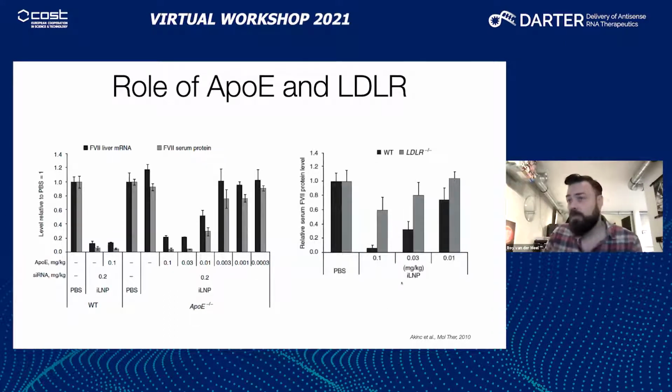Secondly, similar results were shown in LDL receptor knockout mice. Here in black are wild type mice and in gray LDL receptor knockout mice, and you see that the knockdown of factor 7 in wild type mice using LNPs is much more pronounced than in these LDL receptor knockout mice. So I'm not saying that this is the only mechanism by which these particles are being taken up, but it definitely plays a role, this sort of endogenous targeting system using the biomolecular corona surrounding these particles.